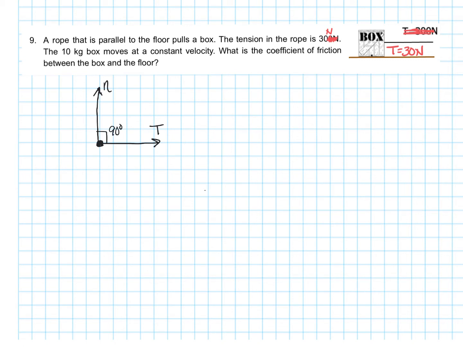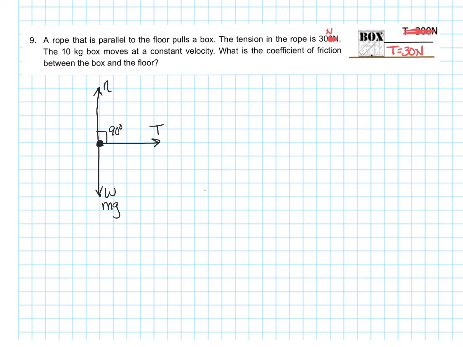When I'm looking at this box, the box is going to have weight to it. So it's going to go down. It's going to be the weight, and I'm actually going to write that as mg. So not just weight, but mg. And finally, I'm looking for the coefficient of friction between the box and the floor.